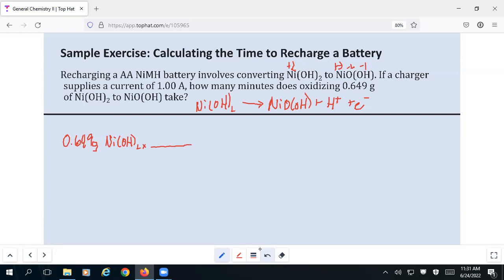Molar mass of nickel is 58.69 plus 2 oxygen, so 2 times 16, plus 2 hydrogens, 2 times 1.01. We get 92.71 grams in every mole.